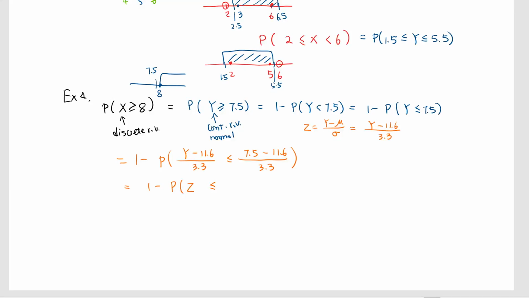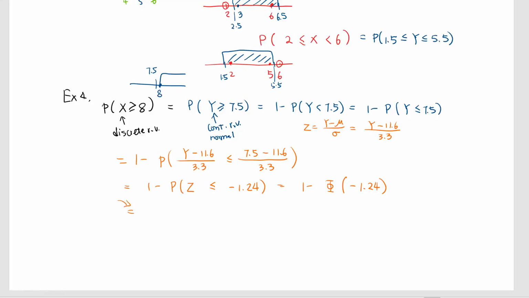I strongly recommend you stop the video and try to solve the rest, and after you're done, we can check our answer together. A lot of practice is very good for math class. So we plug in our calculator, we get negative 1.24. Do you have the same answer? So that is exactly phi of negative 1.24.